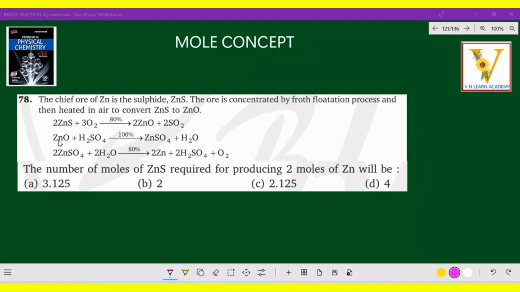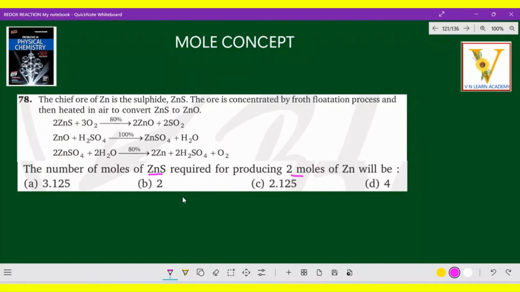And the same way, 1 mole of zinc oxide plus H2SO4, 100% yield, you will get zinc sulfate plus water. 2 moles of zinc sulfate plus 2 moles of water, 80% yield, you will get 2 moles of Zn plus 2 moles of H2SO4 plus oxygen. The number of moles of ZnS required for producing 2 moles of zinc will be.